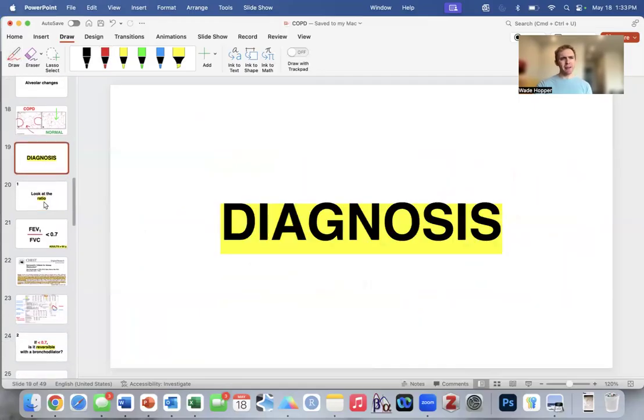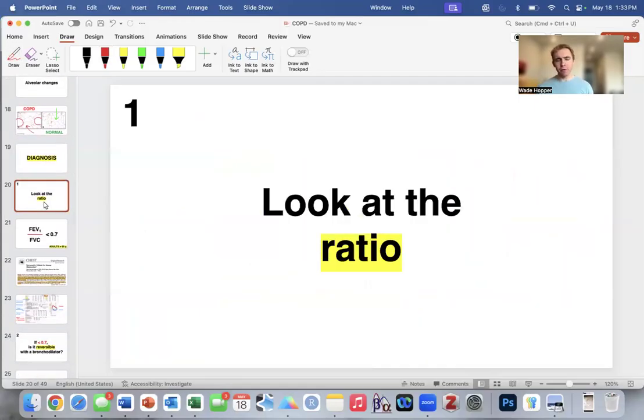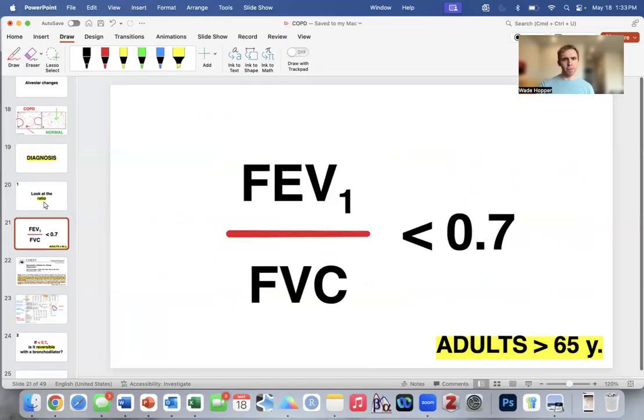So how do we make the diagnosis? Let's talk about diagnosing COPD. Everybody who graduates medical school should be able to do this. First, you look at the FEV1 to FVC ratio, and that'll tell you if they have it or not, according to the GOLD criteria. Now, based on GOLD, this is the only thing that you need to make the diagnosis, really. Not the only thing, but this is where it starts: this ratio is less than 0.7.